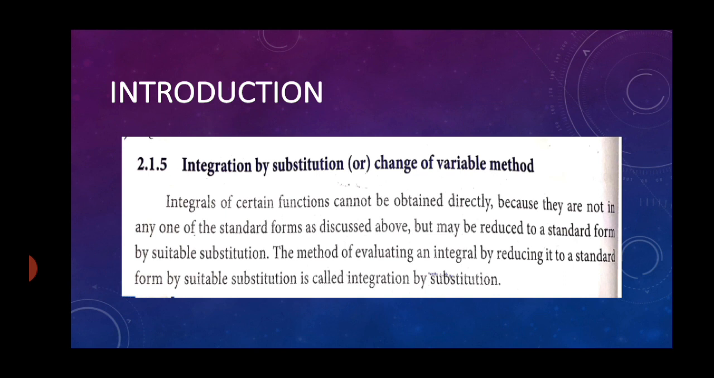Integrals of certain functions cannot be obtained directly because they are not in any of the standard forms as discussed above, but may be reduced to a standard form by suitable substitution. So the method of evaluating an integral by reducing it to a standard form by suitable substitution is called integration by substitution. Actually, this means we have learnt in the first exercise we had the direct integral formulas: integral x power n dx, right? Integral e power x dx, integral 1 by x dx.